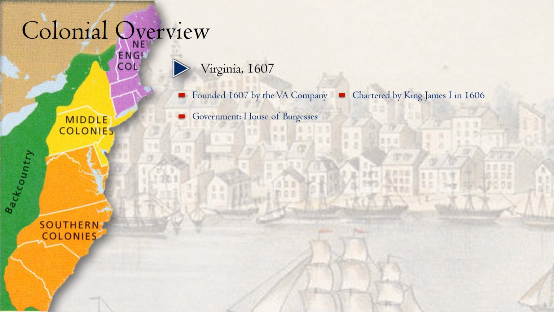Their governmental structure is called the House of Burgesses, which we look to as the beginnings of American democracy, the first representative body in English America, in which property owning white men will meet and legislate on affairs that affect the entire colony. And in 1624, because the colony was so profitable, it became a royal colony, meaning that it was put under the direct control of the king.